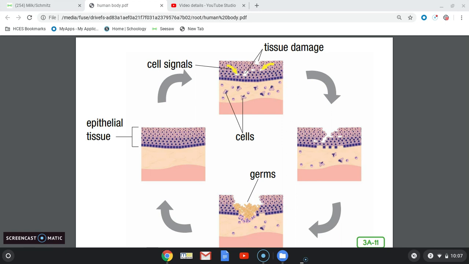You're looking at the epithelial tissue that prevents bacteria from entering your body. This thin, tough covering protects your body and its organs. Epithelial tissue is also found inside your body. It forms barriers to protect the inside of your mouth, nose, throat, and stomach. So it's like the protective tissue. It protects germs and bacteria from getting in.